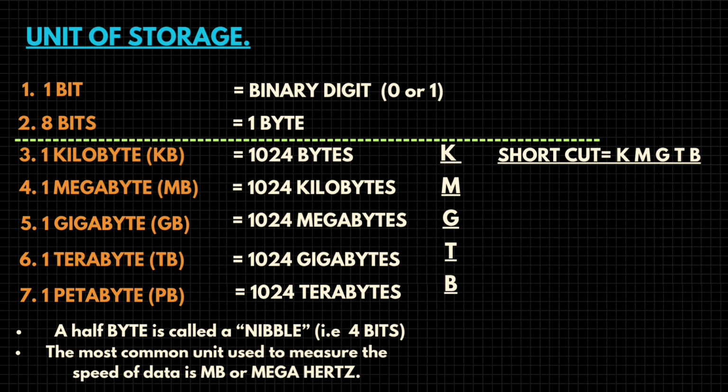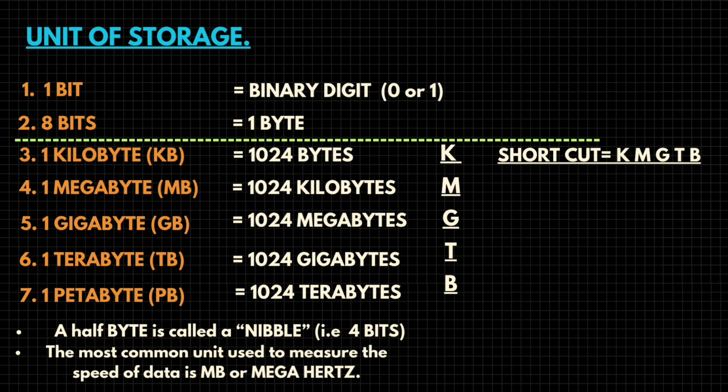From the third one, it's very similar. Just remember 1024. Everything is 1024. So 1 kilobyte is equal to 1024 bytes. 1 megabyte is equal to 1024 kilobytes. 1 gigabyte equals 1024 megabytes. 1 terabyte equals 1024 gigabytes. 1 petabyte is equal to 1024 terabytes.